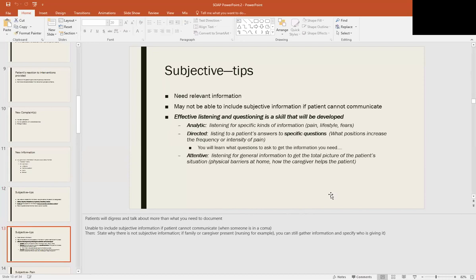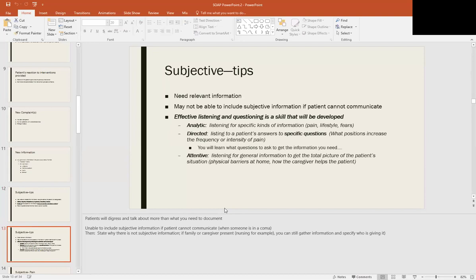So this last tip, and there's actually going to be a question and answer forum or a discussion forum on effective listening and questioning. So that is a skill that you guys will be developing, and you actually have already been utilizing it a little bit when you've been asking people about WILDA. You're doing some directed questioning. You're asking them a question and trying to get a specific answer out of them.